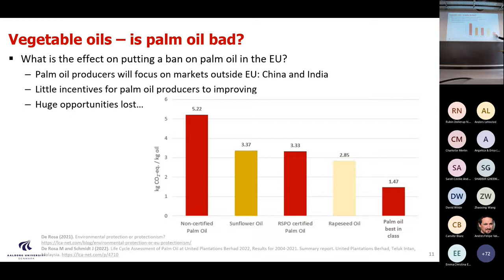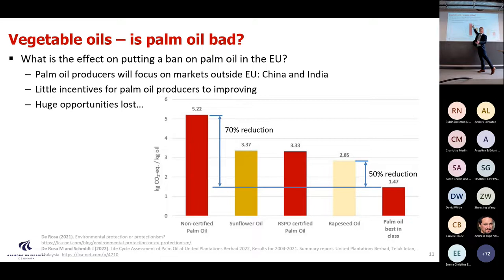And if you see here, let's have a look at the reduction potentials. If we take the non-certified palm oil, what the EU can do by putting these requirements is reducing the impact from palm oil by 70% if they just go down to today's best in class. If the EU had the idea that we should use rapeseed, then still we can reduce by 50% compared to European rapeseed. So it may not be a very good idea to put a ban on palm oil. Why not collaborate on reducing the impacts? That's a much better idea for the environment.